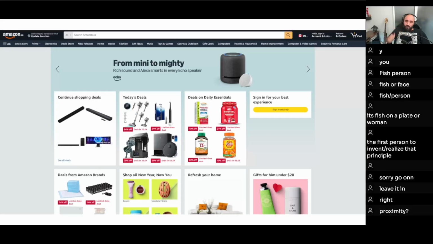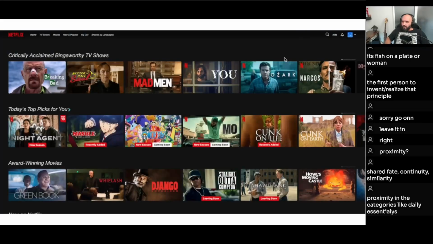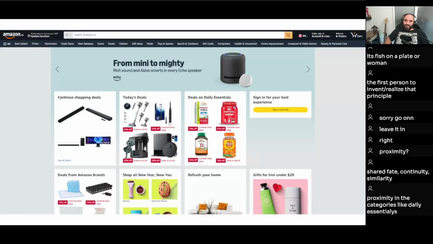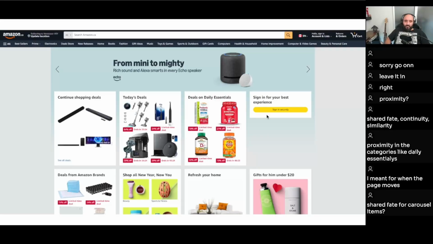Proximity, what do you see in terms of proximity? Let me see. Shared fate, continuity, similarity. What do you see in terms of shared fate? When this happens, I tried to click. I'm easily fooled. I thought this is actually Amazon. I tried to click on this arrow. Yeah, I guess that works. Proximity in the categories. Yeah, you're right. When the page moved, that works. Yes, exactly. Shared fate for carousel items.